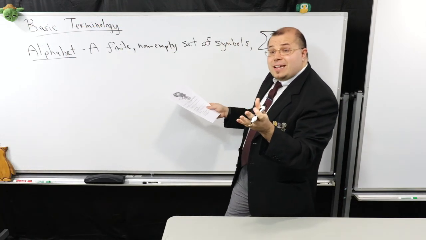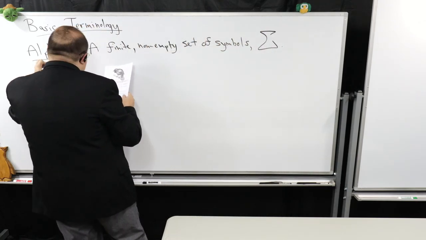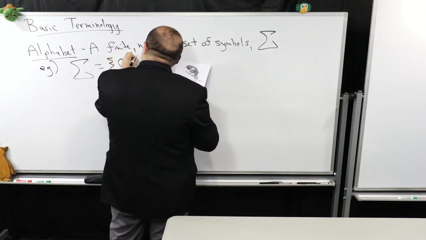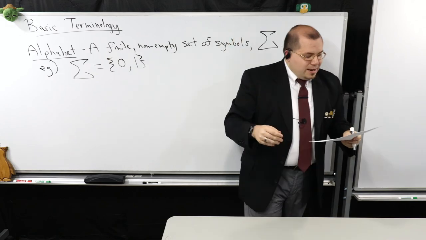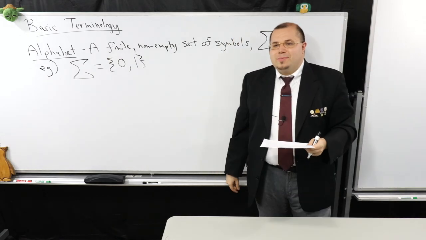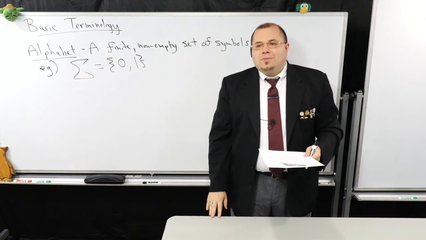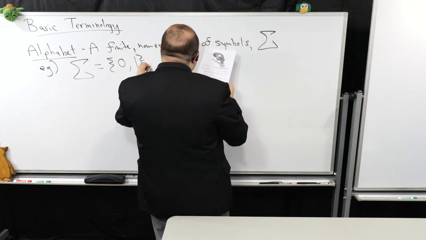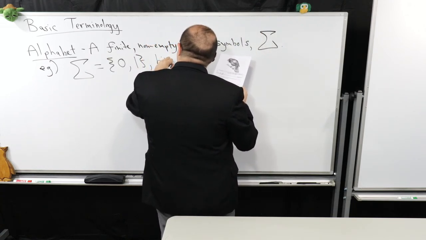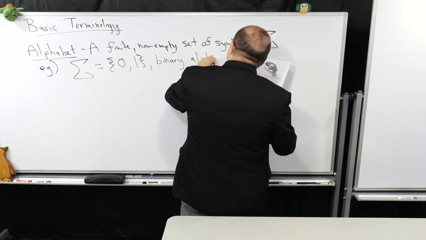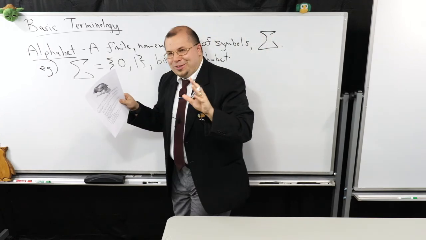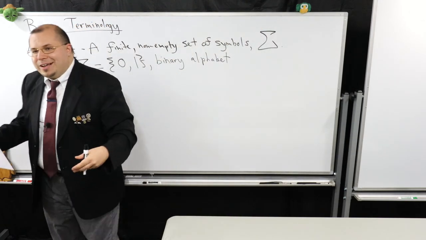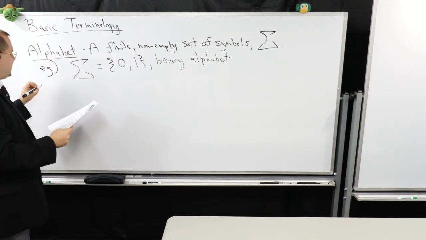I want to give you some examples just so everybody is clear. Okay, so here's some examples. If I told you that sigma is equal to the set 0 and 1, can somebody tell me what kind of alphabet that is? Somebody's got to know, it starts with a B. Binary, perfect. Yeah, it's the binary alphabet. So that's what we'll call it. We're going to define what a string is, and if we want to talk about binary strings, they're built out of the binary alphabet.